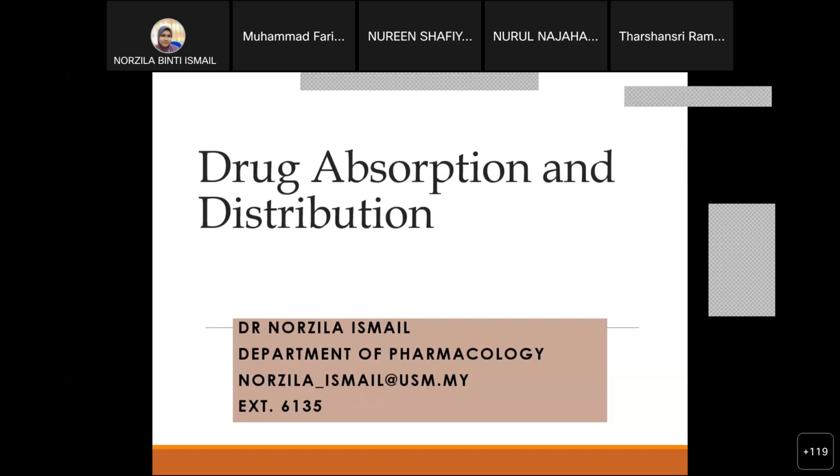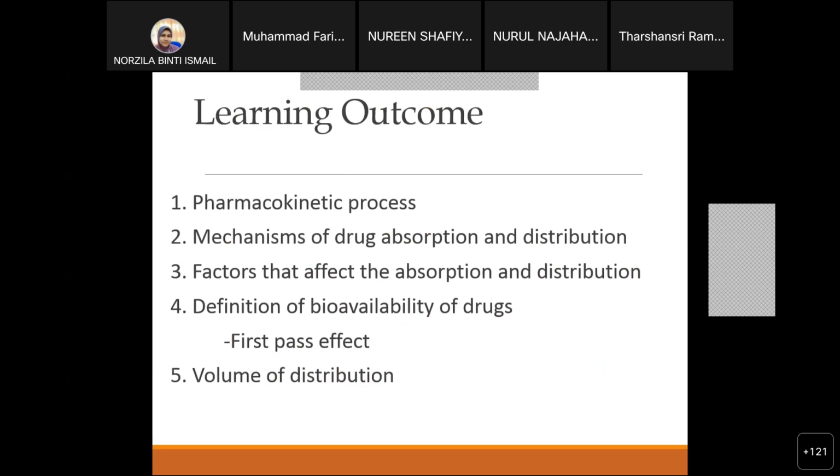So today we will learn half of the pharmacokinetics, which is the first two parts, drug absorption and also distribution. The learning outcome: I hope you will understand the pharmacokinetic process in terms of absorption and distribution, understand the mechanism of drug absorption and distribution, understand the factors that affect absorption and distribution, define what is bioavailability and the first pass effect, and lastly, define what is volume of distribution.